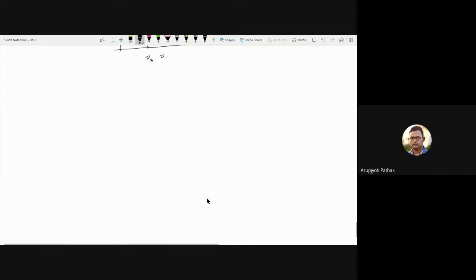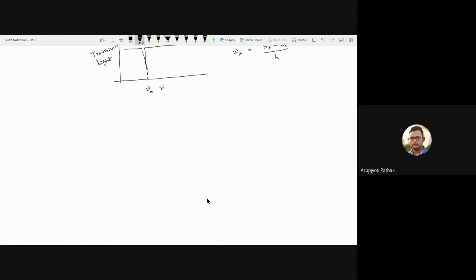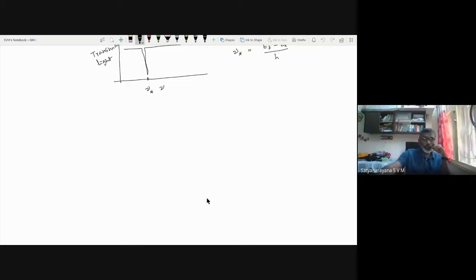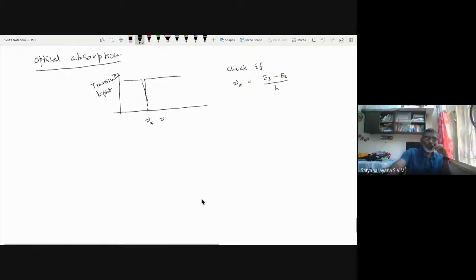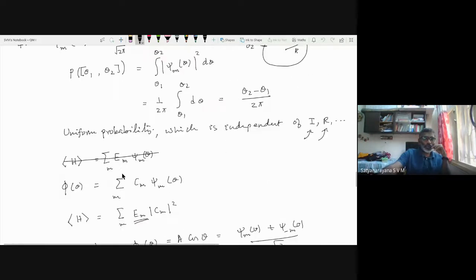Sir, is the rigid rotator equivalent to this particle on a ring? No. That's a different problem. We will check what that rigid rotator is, but let us try to go step by step.